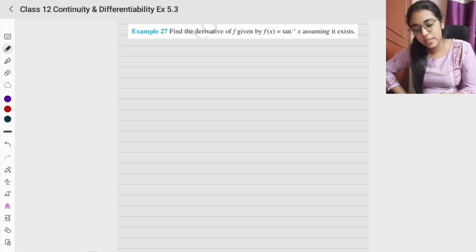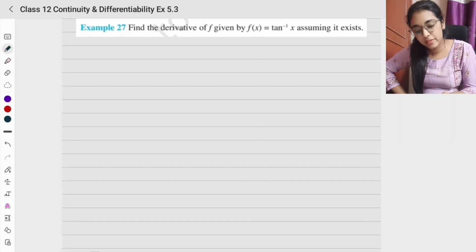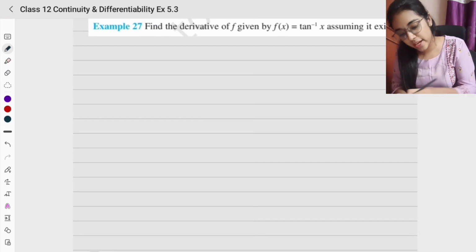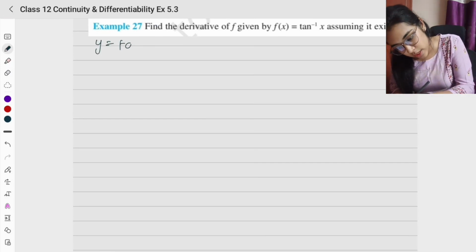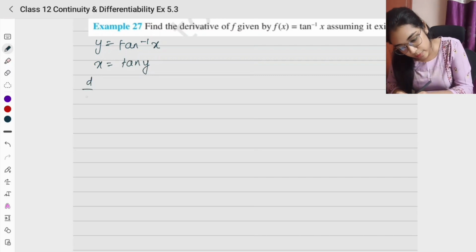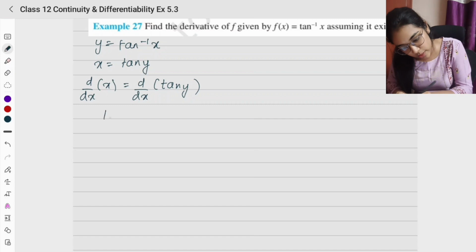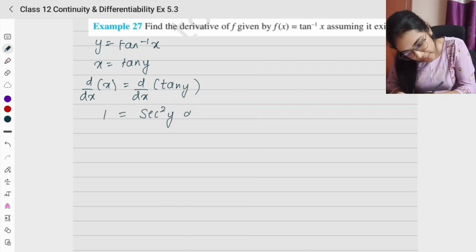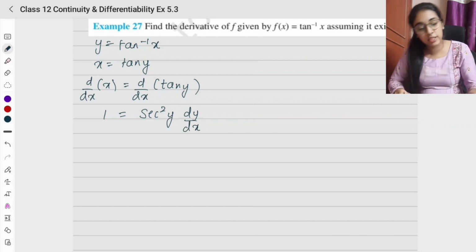Moving on to example 27. Find the derivative of f given f of x is equal to tan inverse of x. So we are going to do the same way. So I am going to have y is equal to tan inverse of x, which means x is equal to tan y. Now differentiating on both sides with respect to x, I am going to have d by dx of x is equal to d by dx of tan y. So this is going to be 1 equal to the derivative of tan, which is secant square y, times dy by dx. Don't forget that your variable is y and you're differentiating it with respect to x.